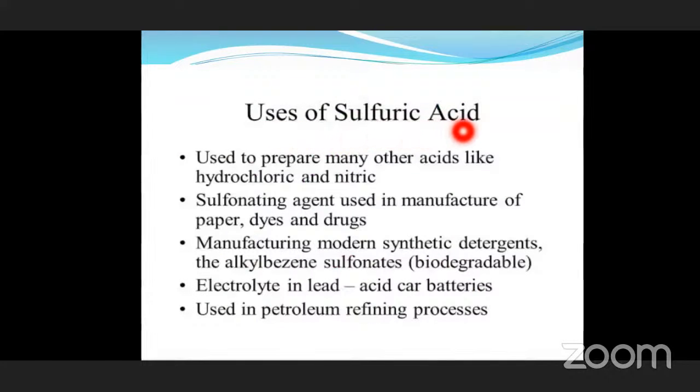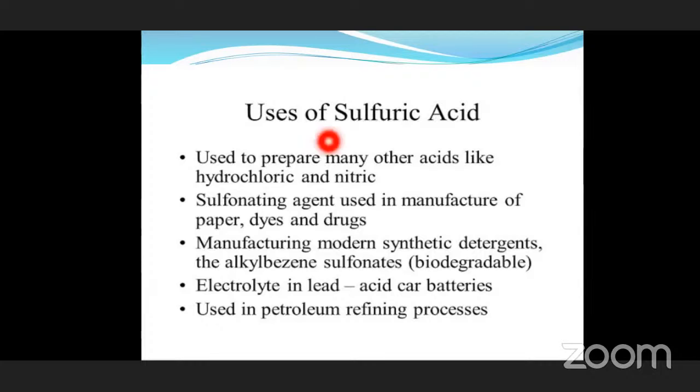Uses of sulfuric acid. Here, very, very important. Generally, the first use is to prepare many other acids like hydrochloric acid and nitric acid. That means to prepare hydrochloric acid or nitric acid, we have to use sulfuric acid. Then it is a dehydrating agent used in the manufacturing of paper, dyes and drugs. Dyes means colors.